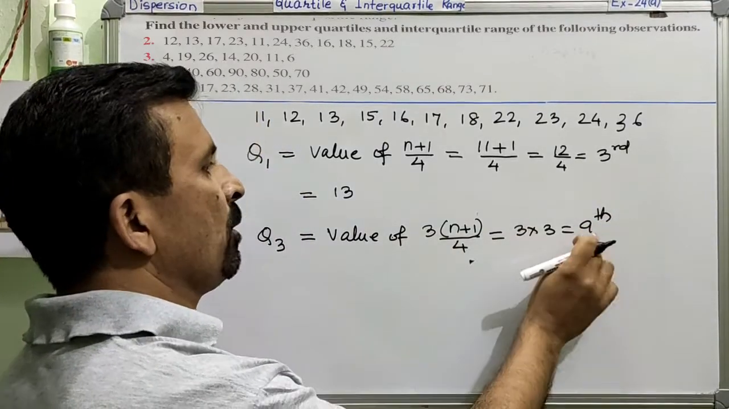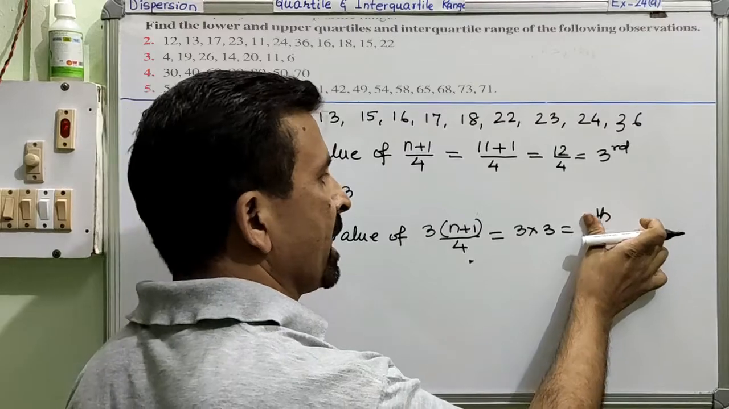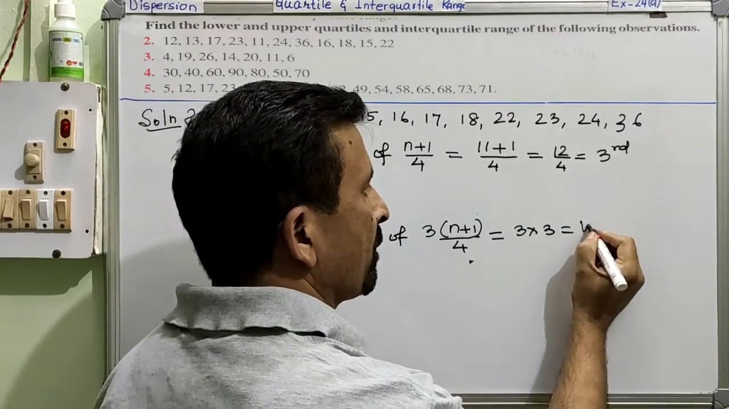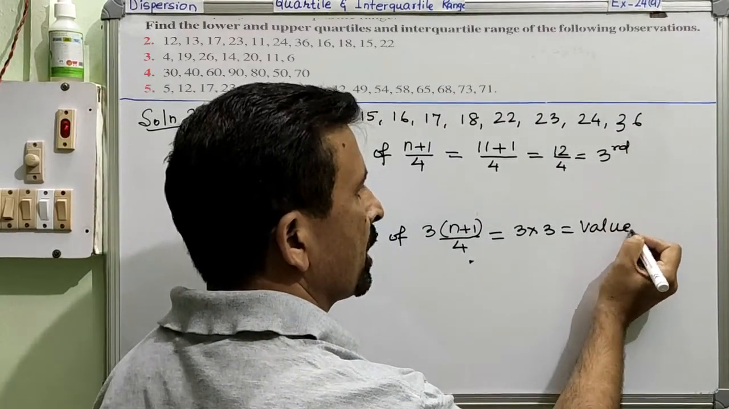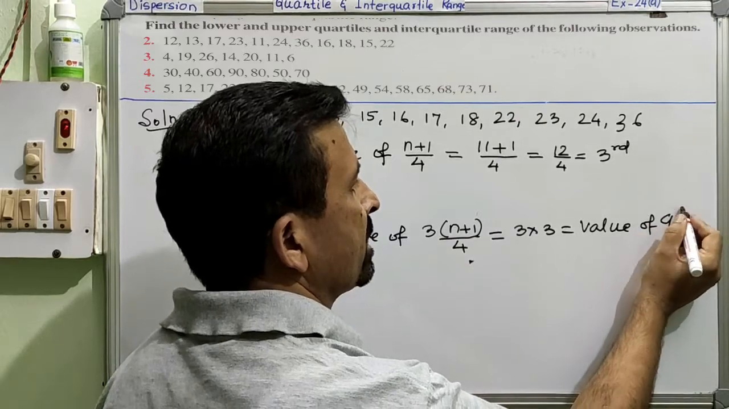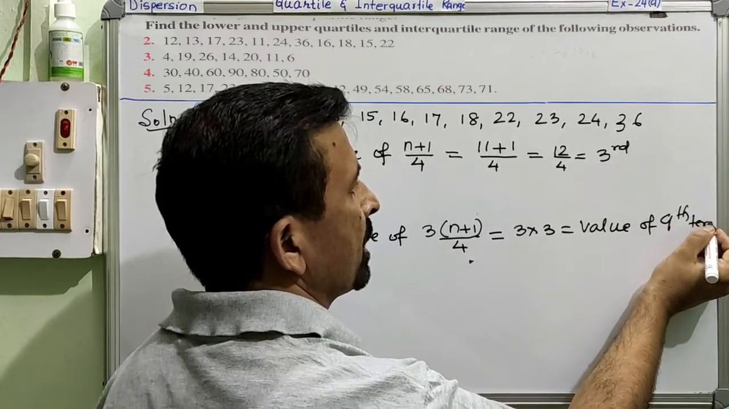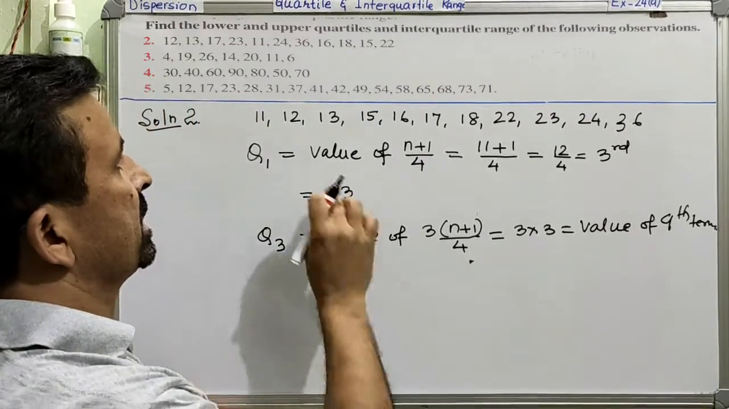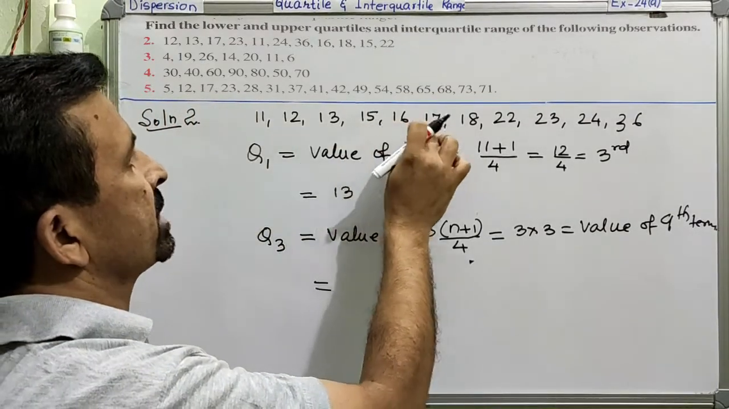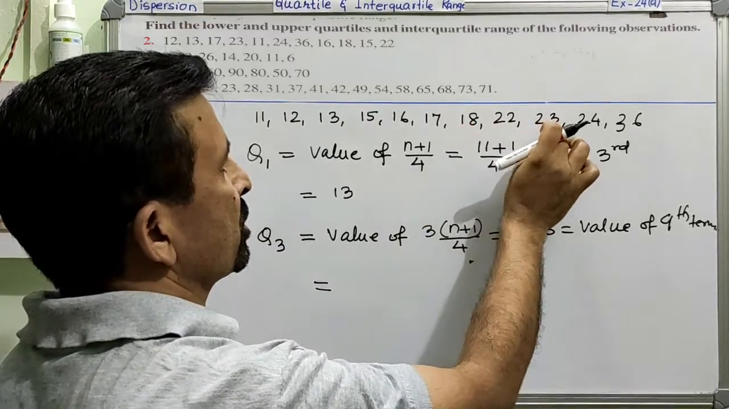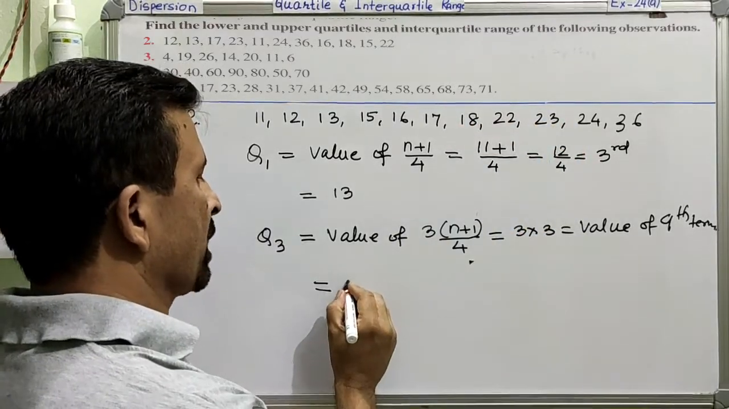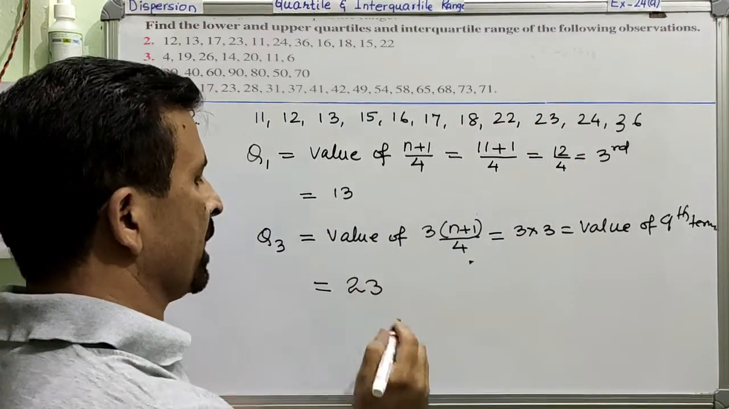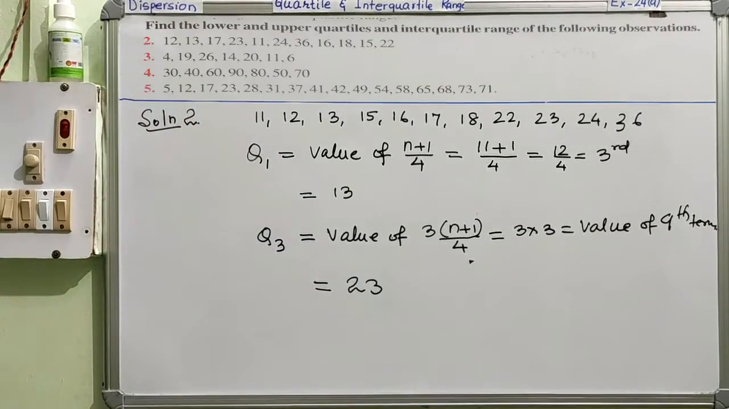Now the value of the 9th term. Maybe I can write this as value of 9th term. Is it okay? Now let us see which term is at the 9th place. 1, 2, 3, 4, 5, 6, 7, 8, 9. So 23 becomes your upper quartile. 23 is your upper quartile. Hope I am very clear.